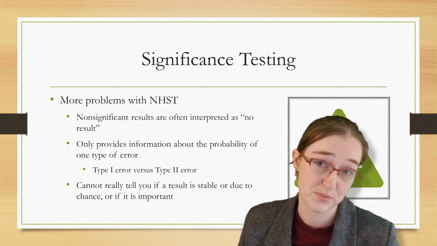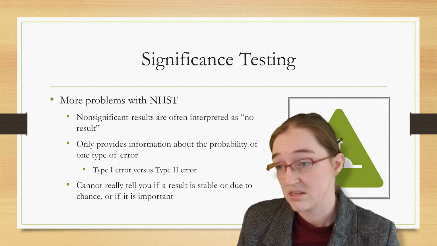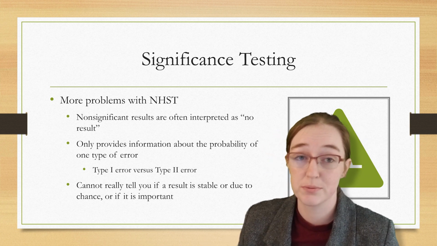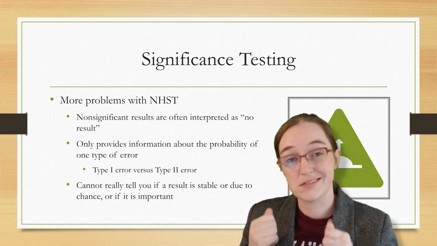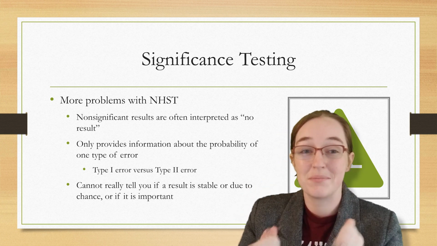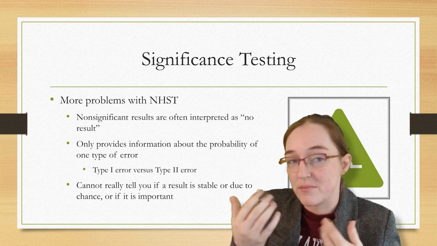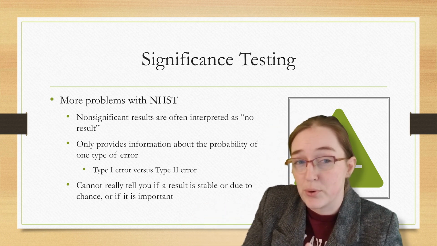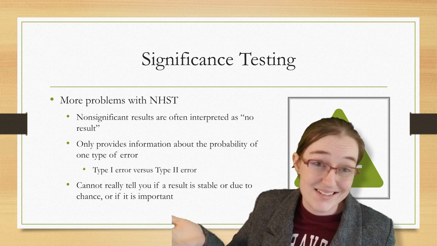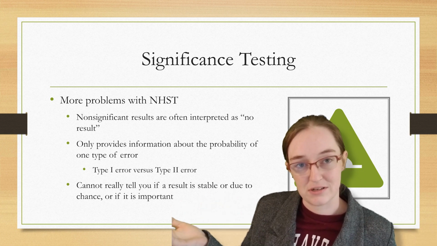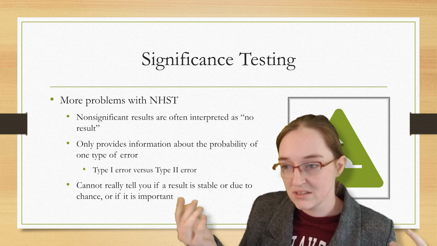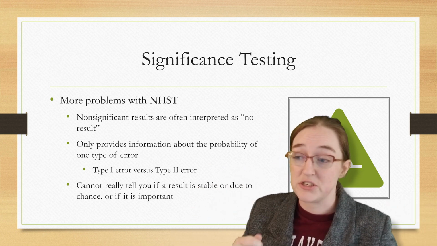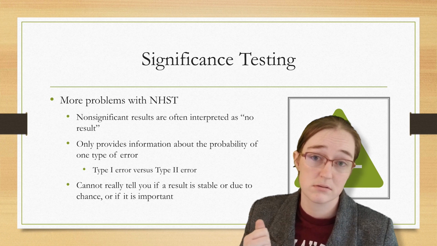So, more problems with null hypothesis testing. Non-significant results are often interpreted as no result. The fact that it's non-significant means that there is no relationship. That is not what it means. So if you have a p-value of 0.1, so 1 in 10 times, that non-significant correlation is still meaningful. It just provides information about the probability of errors.